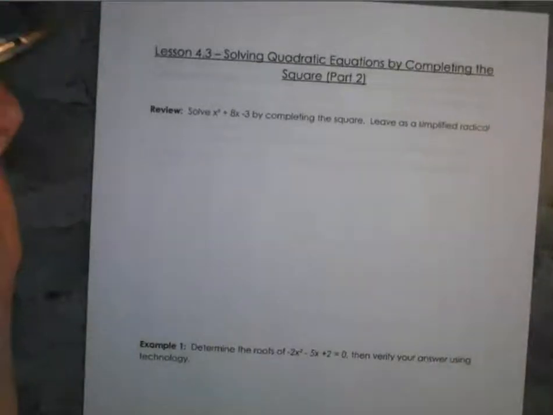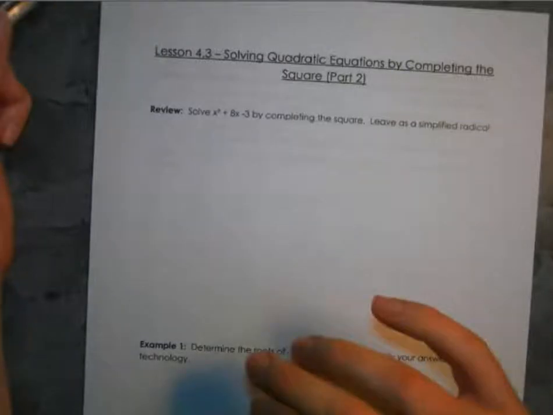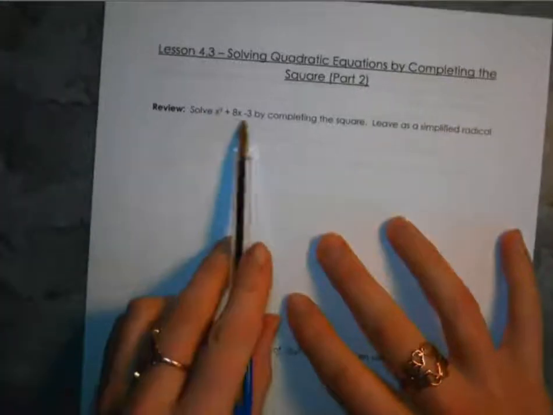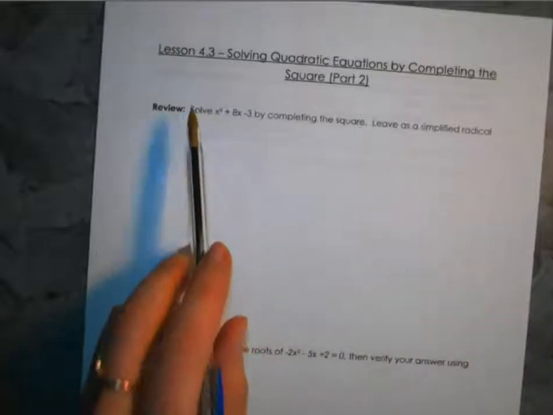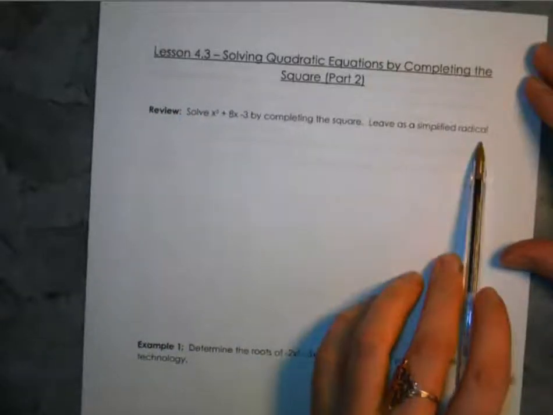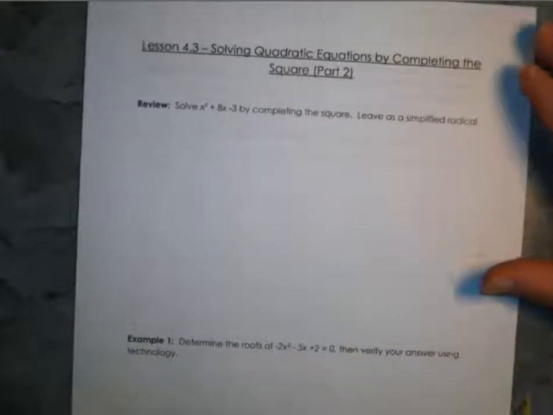So just to review what we looked at in the last lesson. Let's solve x squared plus 8x minus 3 by completing the square, and again we're asked to leave the answer as a simplified radical, which as I mentioned could also be referred to in a test as an exact value or an exact solution.